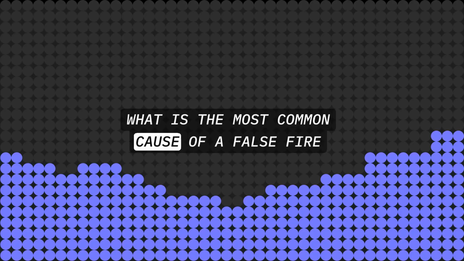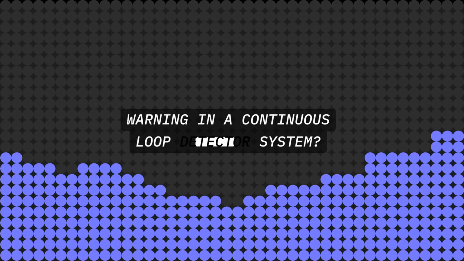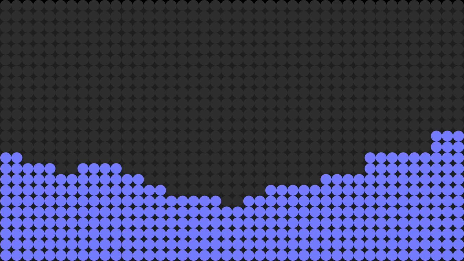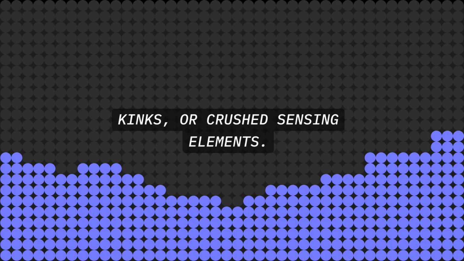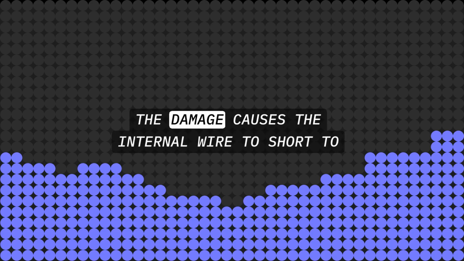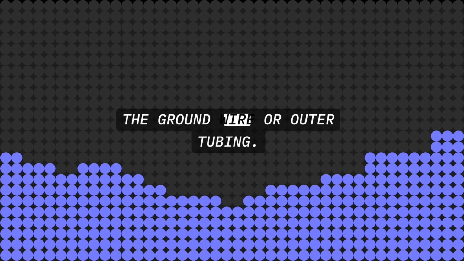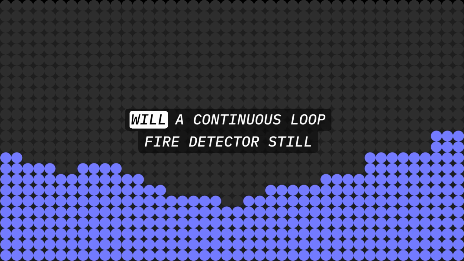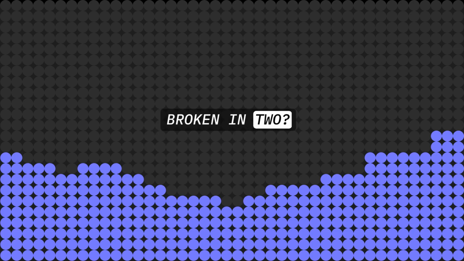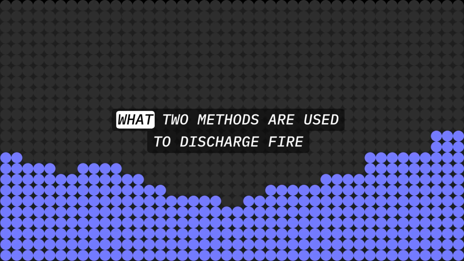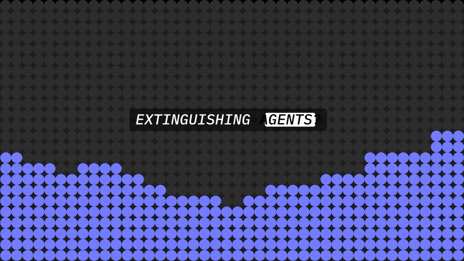What is the most common cause of a false fire warning in a continuous loop detector system? The common causes of false warnings are dents, kinks, or crushed sensing elements. The damage causes the internal wire to short to the ground wire or outer tubing. Will a continuous loop fire detector still indicate the presence of a fire if the element is broken in two? Yes.